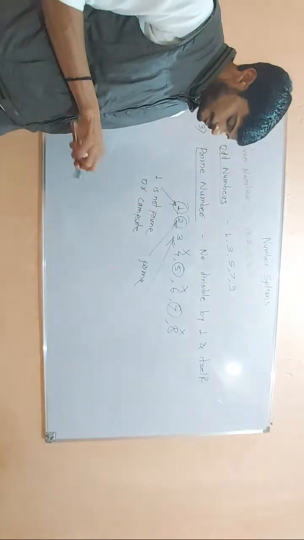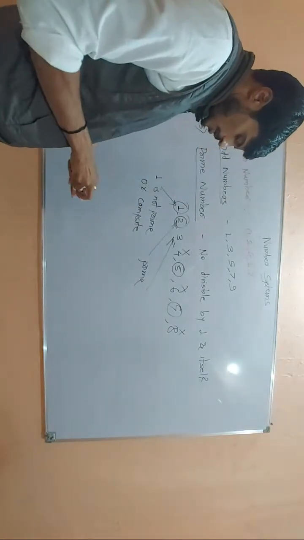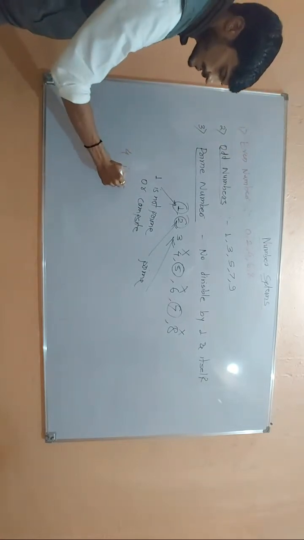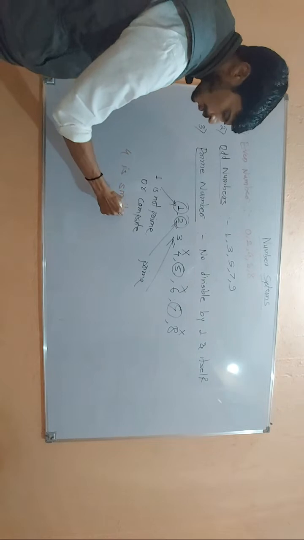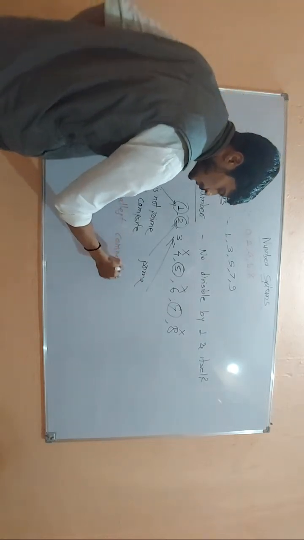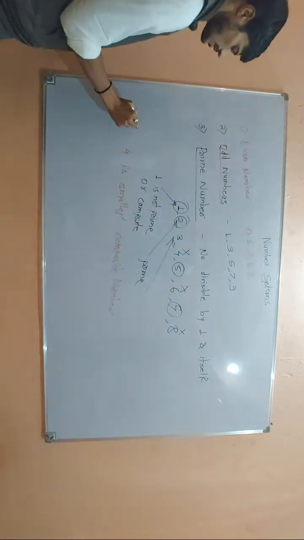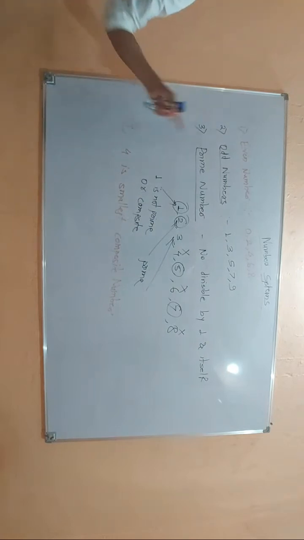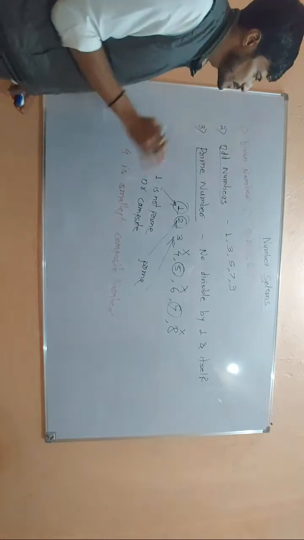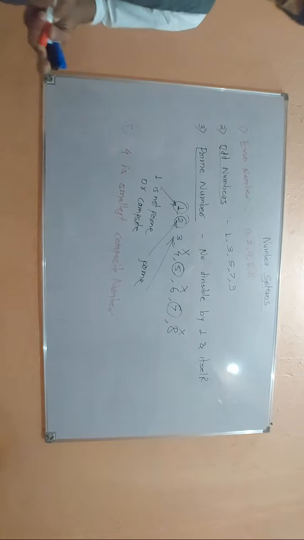So if you see here, 4 is the smallest composite number. So these are the terminologies which you have to remember and keep in your mind: even number, odd number, prime number, and what is meant by composite number. Let us see the next concept.